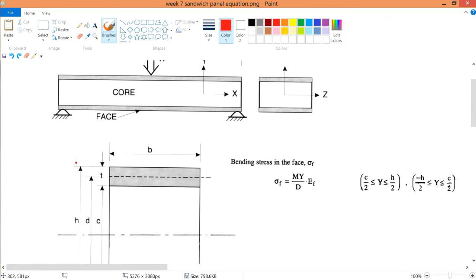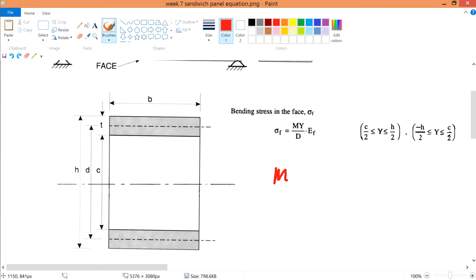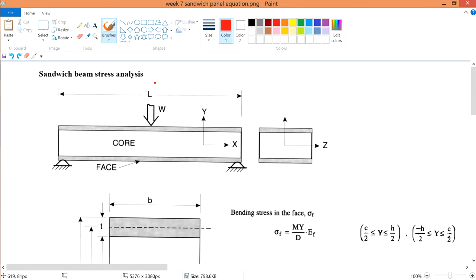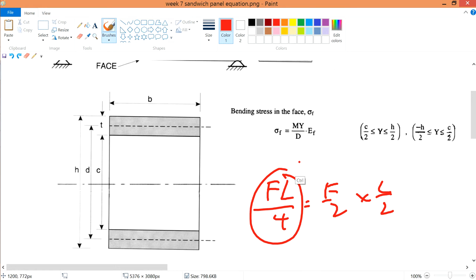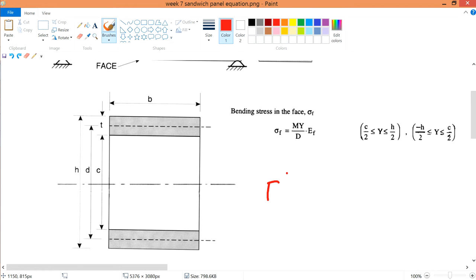So how do you go about finding the stresses instead of My over I? M is a moment, so it's still the force times the perpendicular distance, where your force is divided by 2 and your perpendicular distance is divided by 2, dependent on your length L. So it's still the same thing, FL over 4, because F over 2 times L over 2 gives you this. So your moment is still this one. If I have something else going on later, I'll just update you in the comments.